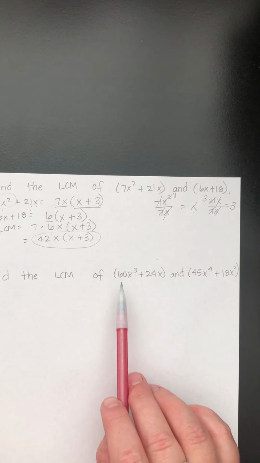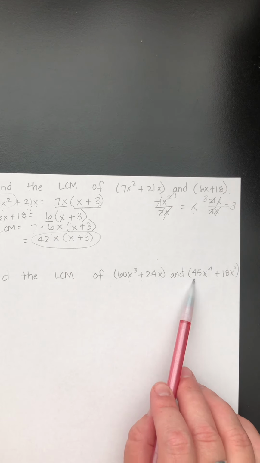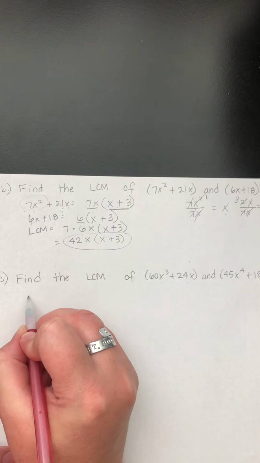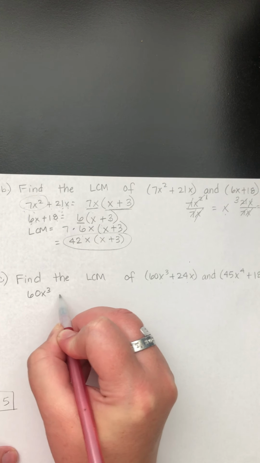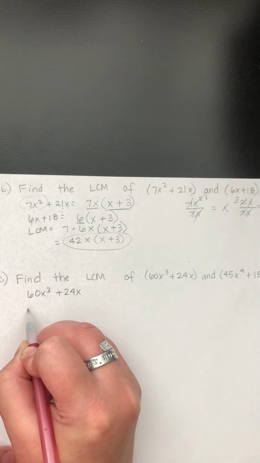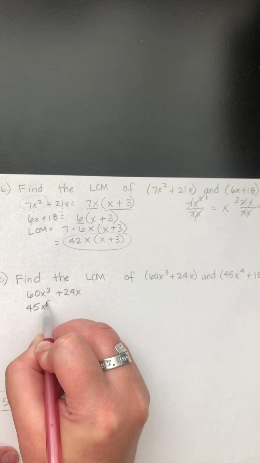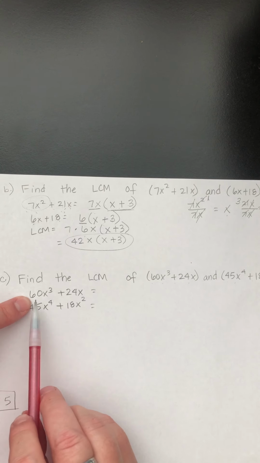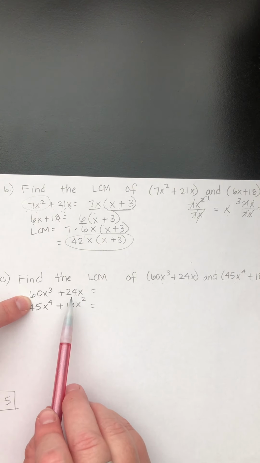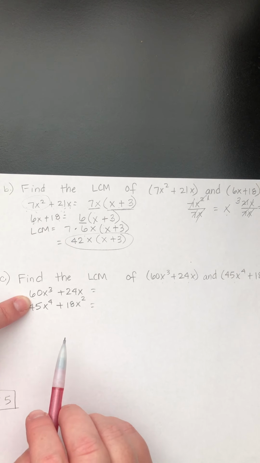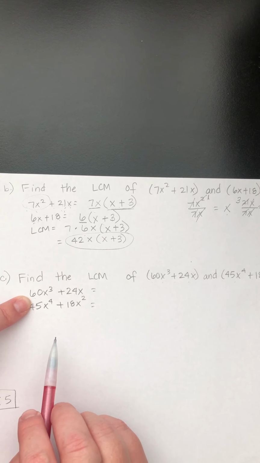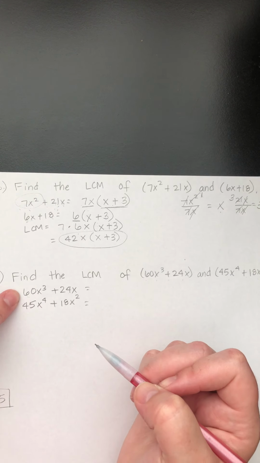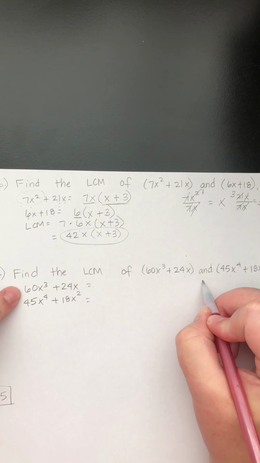Next, find the least common multiple of 60x cubed plus 24x and 45x to the fourth plus 18x squared. These are a little bit longer, but you use the same concept. 60x cubed plus 24x, 45x to the fourth plus 18x squared. We need to figure out for these two factors right here, 60 and 24, what can we factor out between them? Okay, so 24 does not go into 60 evenly, so let's use our factor trees.